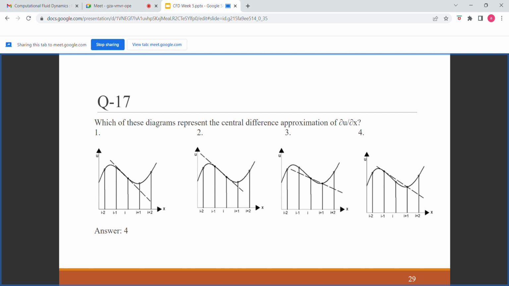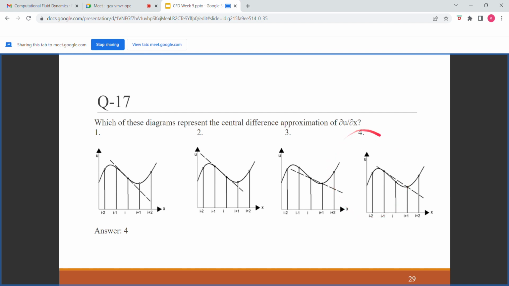So basically, in the first one, i and i minus 1 points are chosen. So it is kind of a backward approach. And in option 2 also, i and i minus 1 points are chosen. It is a backward scheme. In option 3, it is i and i plus 1. Here we can see clearly this is i minus 2, this is i minus 1, this is i plus 1, this is i plus 2. So from this it is clearly seen that these 2 points, i plus 1 and i, are chosen. So it is for a different scheme.